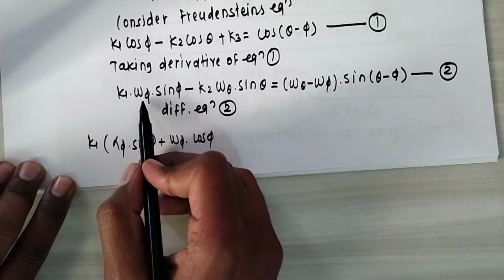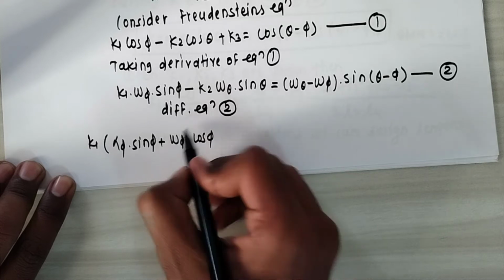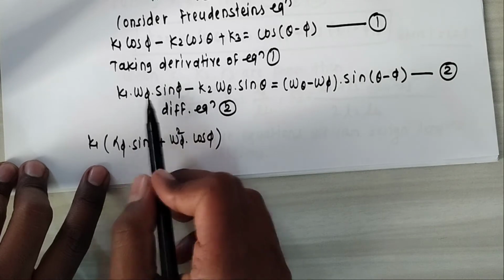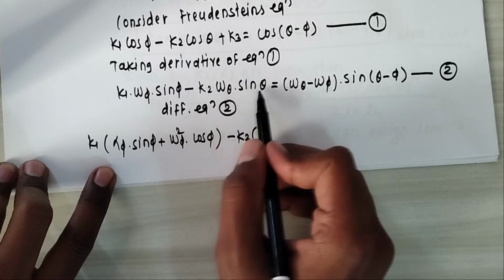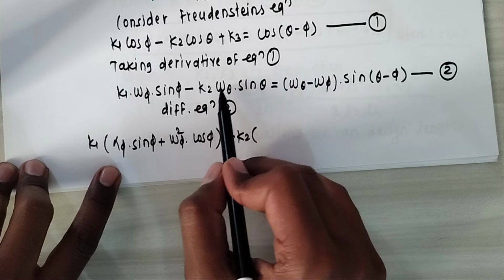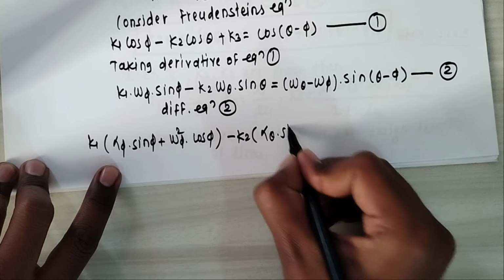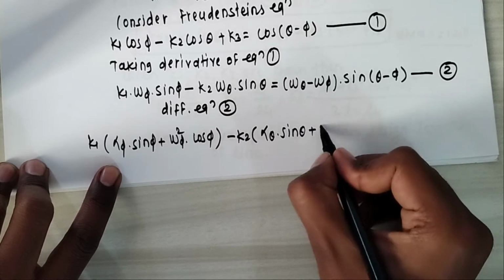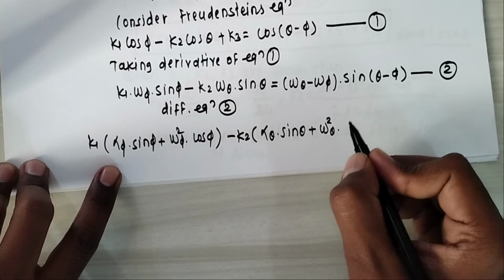Omega phi as it is, the derivative of sin phi is cos phi, and again the derivative of phi is omega phi, so omega phi into omega phi is omega square phi. So this is the derivative of the first term, minus k2 into the derivative of the same again. First differentiate omega with sin as it is, then differentiate sin with omega as it is. So it will be alpha theta into sin theta plus omega square theta into cos theta.